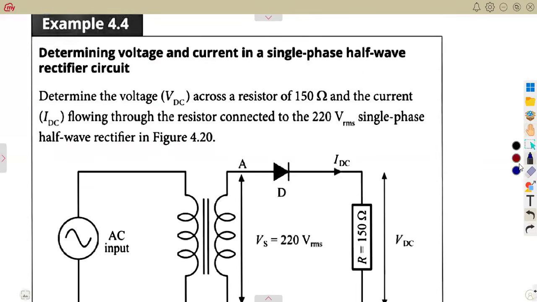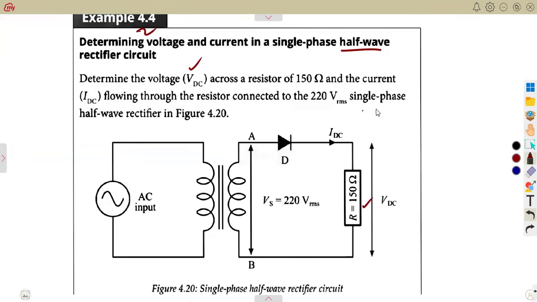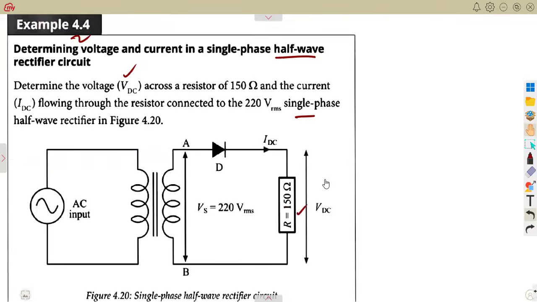So we were given an example to work with, example 4.4: determining voltage and current in a single phase half wave rectifier circuit. The question was, determine the voltage VDC across the resistor of 150 volts here, and the current IDC at the output flowing through the resistor. Like I said, these are output values that you're given. So you work with output values, given that it's a single phase half wave rectifier.